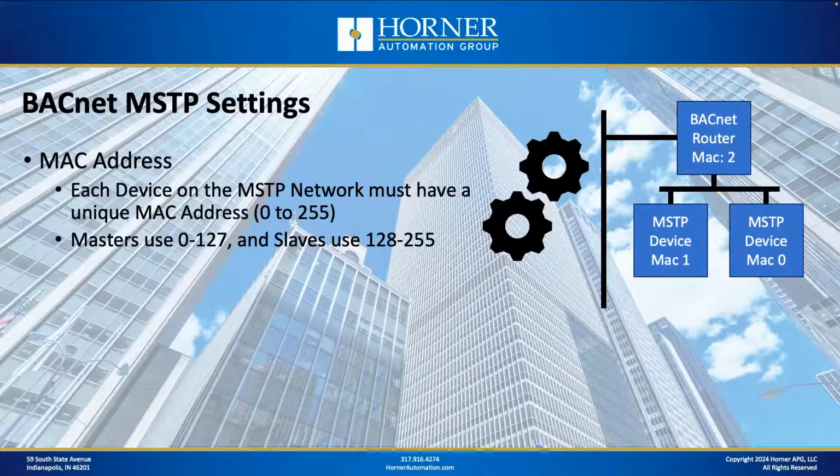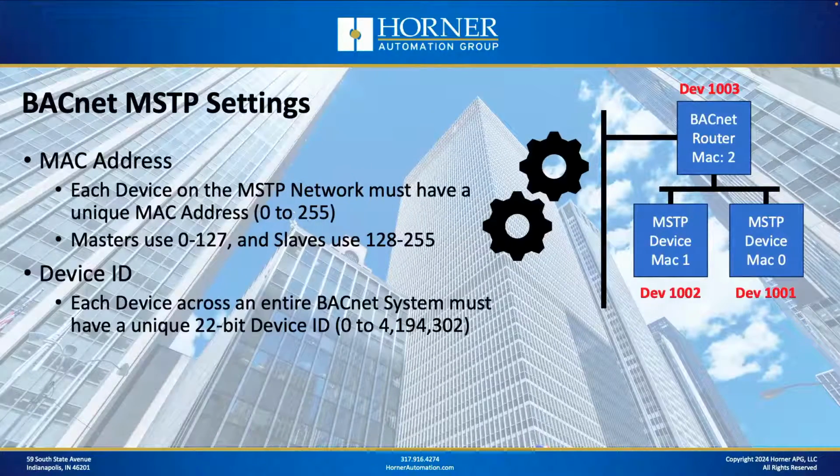So there on the right, I'm showing 3 devices on a simple MSTP network. One is the router that's linking over to BACnet IP, and then 2 MSTP devices hanging off that router. And you can see we've assigned MAC addresses of 0, 1, and 2 in that particular case.